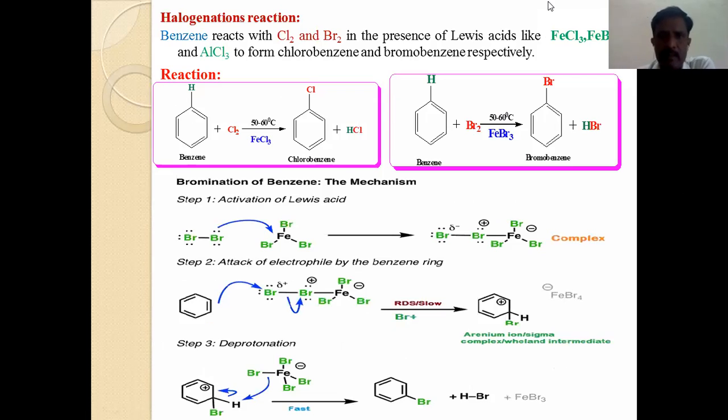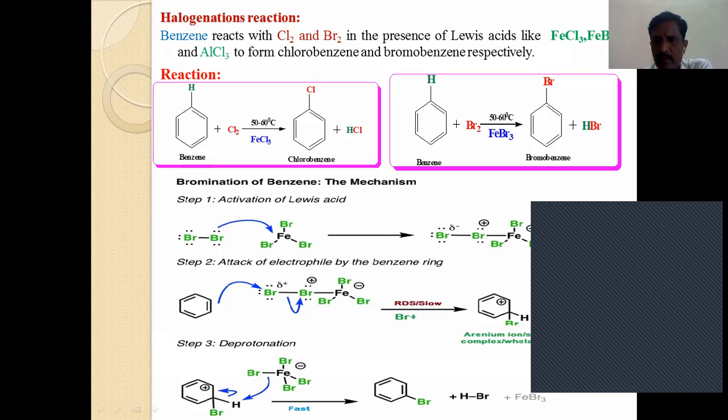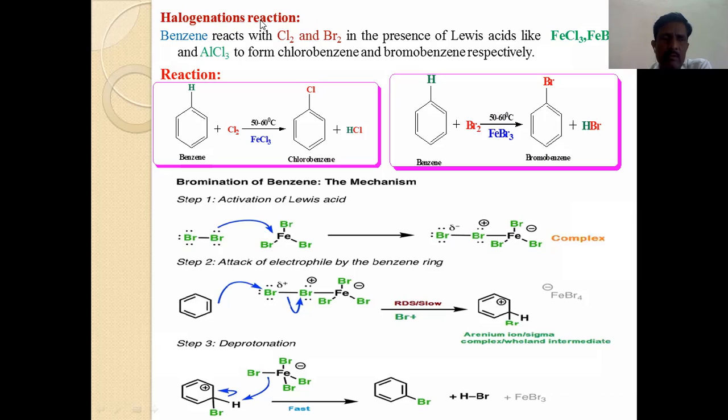Now let's see the next reaction from your syllabus, the halogenation reaction. Friends, you know what the word halogenation means? Any reaction which is carried out in the presence of halogen is called a halogenation reaction. Now, halogenation reaction may be carried out in different ways. In different ways means halogenation reaction may be carried out on the aromatic ring, or it may be carried out on aliphatic compounds also.